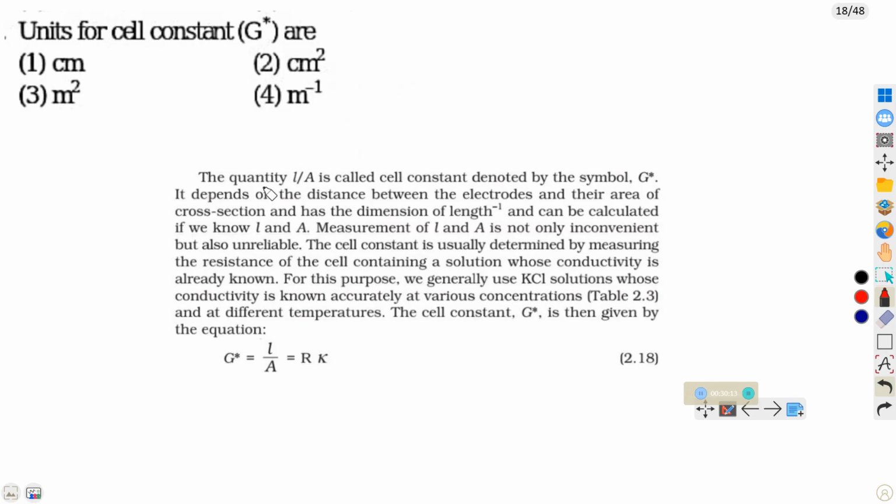Units of cell constant. Cell constant G is equal to L by A, length by area of cross section. If the length of the electrode is in centimeters and area of cross section in centimeter square, then the unit is centimeter inverse. Or if the electrode length is taken in meters and area of cross section in meter square, then the unit is meter inverse. Based on that, the fourth option is correct.